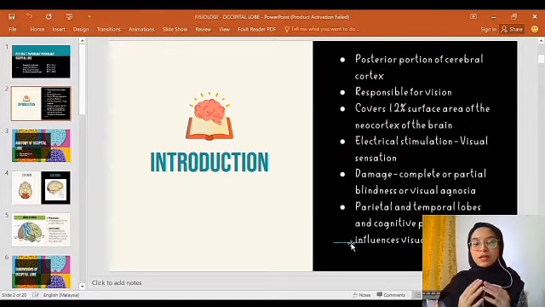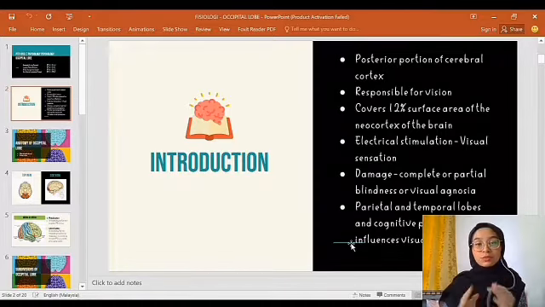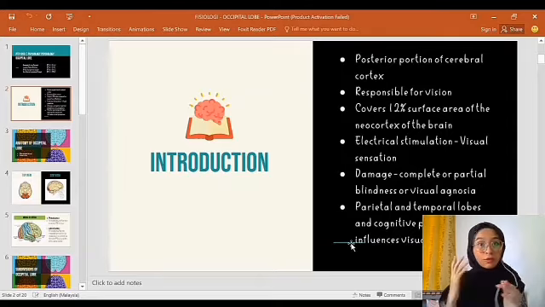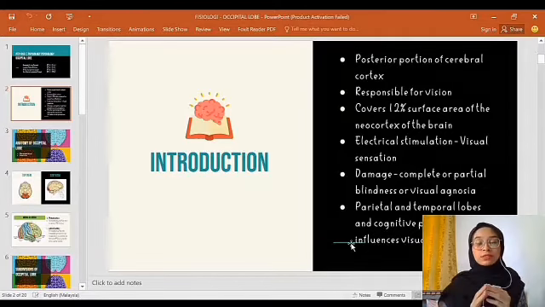Another two lobes that work together with the occipital lobe are the parietal and temporal lobes, and these three lobes work together with our cognitive processes and influence our visual perception.